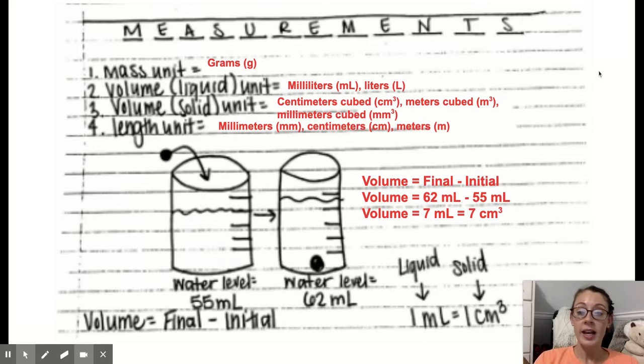All right, next we're going to talk about measurements. And so we have several different types of measurements that we're going to take, especially in your lab on Monday. So first we have mass. All right, so mass is the amount of matter that something contains. So it doesn't matter where this object is, even if it's in outer space, we still have the same mass, okay?